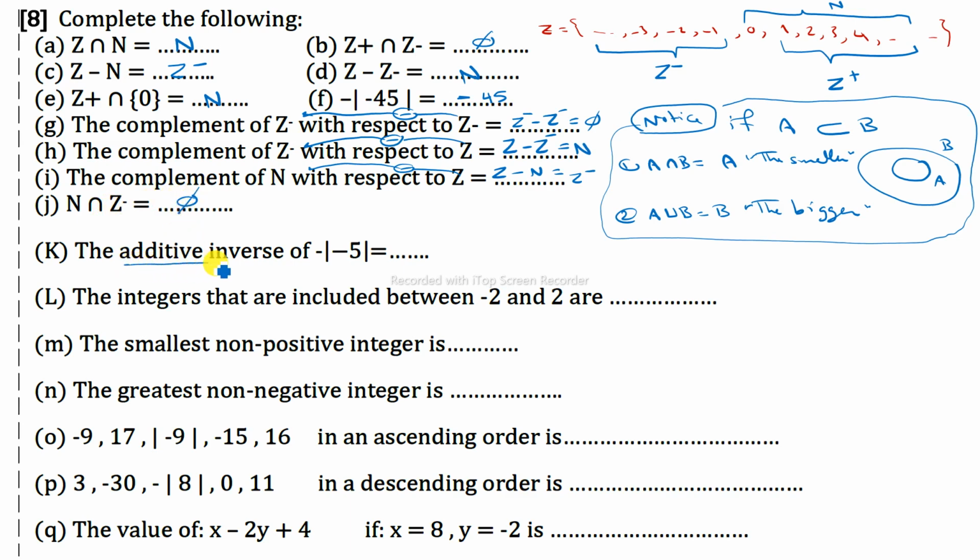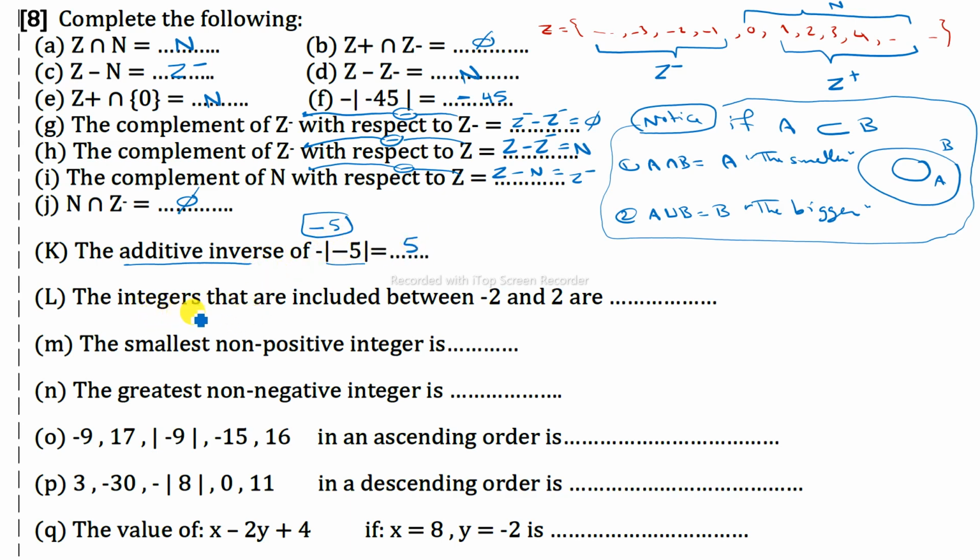The additive inverse of the number: first, let's calculate the number. The negative, we drop it, the absolute value of negative 5 is 5. So the number we have is negative 5, and the question is: the additive inverse of negative 5 is a positive 5.